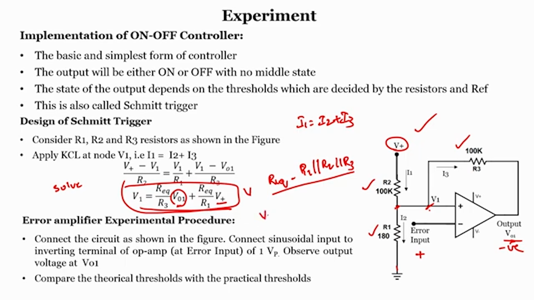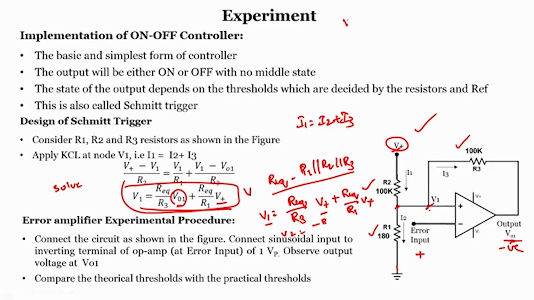If I rewrite this, we can write it as R equivalent by R3 into V1, sometimes it is V plus, and R equivalent by R1 into V plus. This is one threshold; the other threshold will be minus R equivalent by R3 into V plus and R equivalent by R1 into V plus, because this V plus is fixed. V plus is nothing but the plus VCC and minus VCC in this case. So, VO1 sometimes will be plus VCC, and sometimes it will be minus VCC. So, these are the two thresholds.